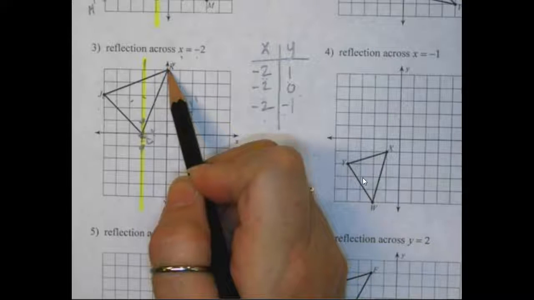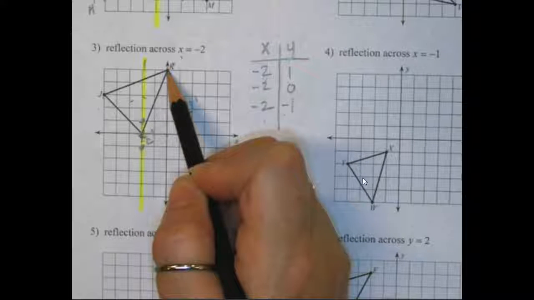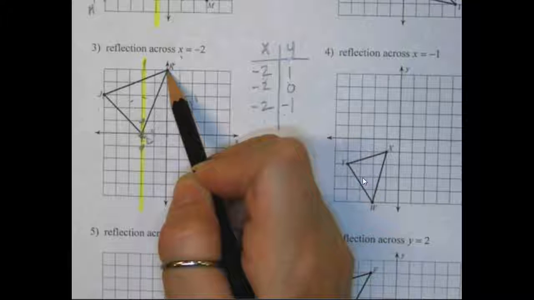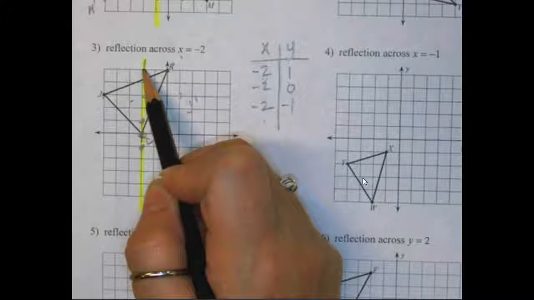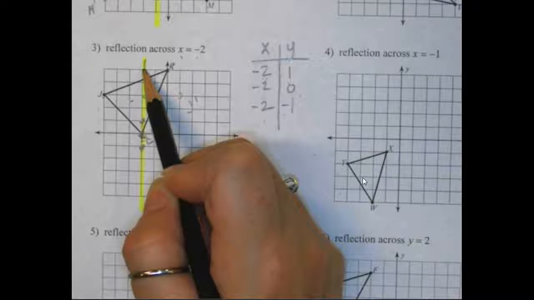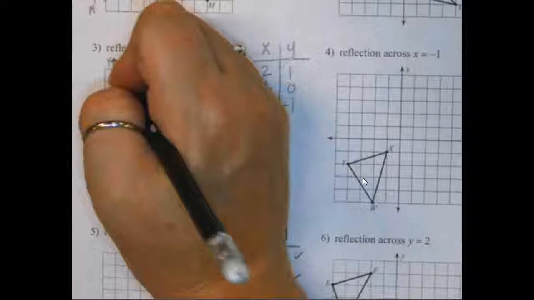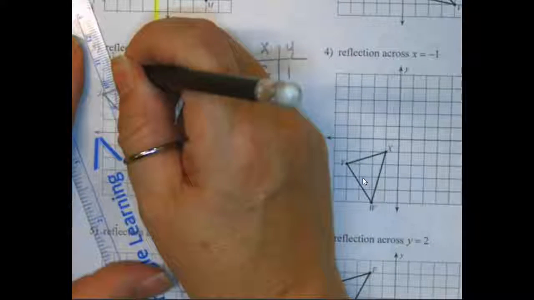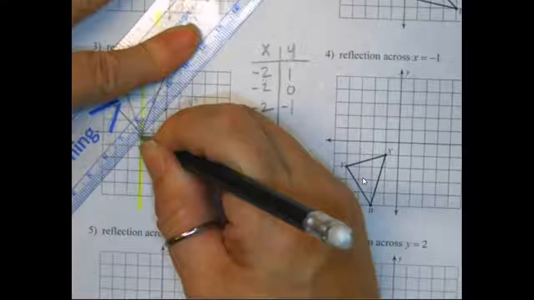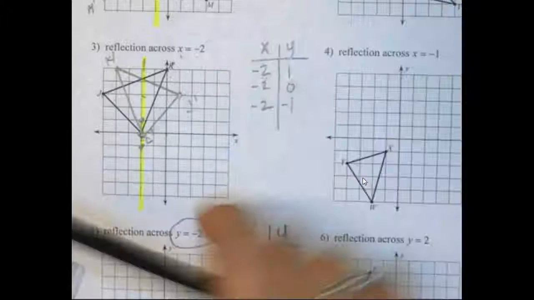K, to my line of reflection, what direction am I going? Left. How many spaces? 2. To finish my reflection, I have to continue. Same direction, same number. Left, 1, 2. And there's my K. And then I take my straight edge and connect those points. And it gives me a cute little something.